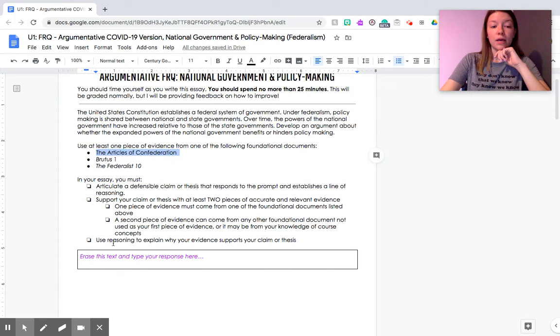And just like we've practiced, you do have to use reasoning to explain why your evidence supports your claim or thesis. This is probably the most difficult part of your writing, but this is the why, the meat of your argument. What's the point of bringing up your evidence? That's where you're explaining it, and you'll do that for each piece.